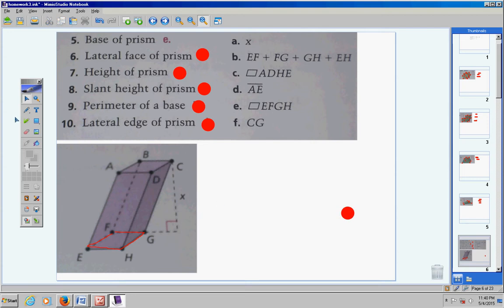Now, lateral face of the prism. Remember, a lateral face is any face that's not a top or a bottom or a base. So it could be any of these over here. I think ADHE works. Yep, ADHE. That's this lateral side right here. Okay.